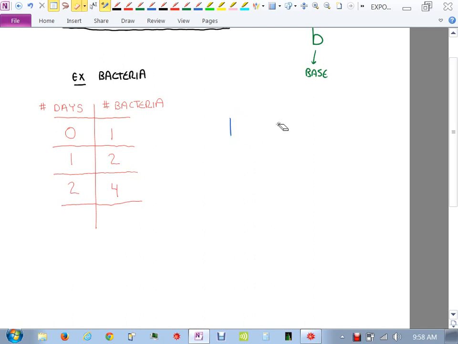Now I'm going to draw a picture next to this illustrating what's happening. This is a single bacteria, right? That's day 0. I put him into the dish. And then one day later, this bacteria has doubled itself, right? And now there are 2 bacteria. One day later, each of those has doubled, right? So you double.